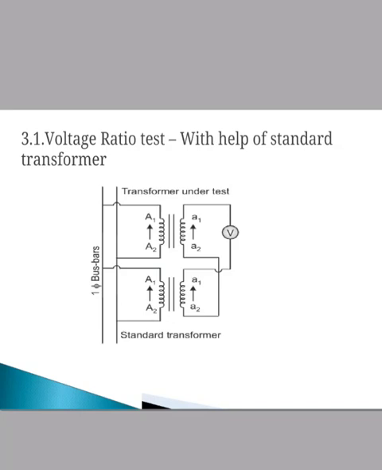In this method, the primary windings of both the standard transformer and the transformer under test are connected in parallel across the bus bar. The secondaries are connected in phase opposition. See in the image, on the secondary side, terminals a2 are shorted and a voltmeter is connected across a1. If the reading of the voltmeter is 0, it indicates that the voltage ratio of the transformer under test is the same as that of the standard transformer.